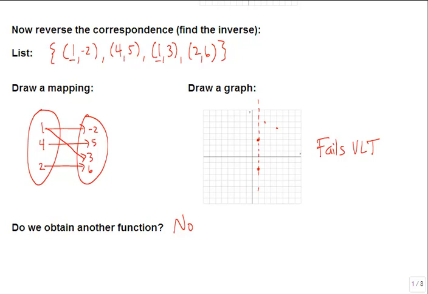And that's something that we're going to be aiming to do in this lecture. We want to find a way of knowing whether or not, if we were to reverse the correspondence, we would end up with an inverse function or not. And if so, what's its formula going to be?